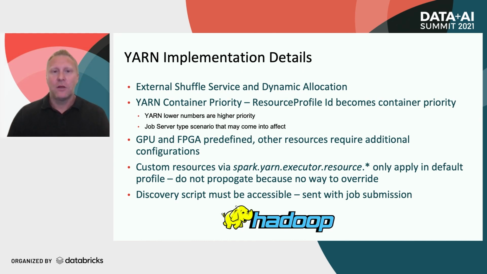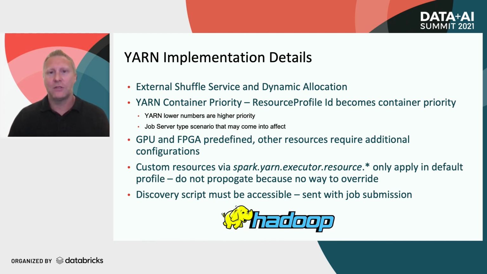On the Yarn side, we use the external shuffle service and dynamic allocation. Another implementation detail here is Yarn doesn't let you request containers with different resources of the same priority. And so the way that we handle this is we use the resource profile ID to be the priority. On Yarn, lower numbers are higher priority. So that generally means resource profiles you've created earlier have a higher priority.